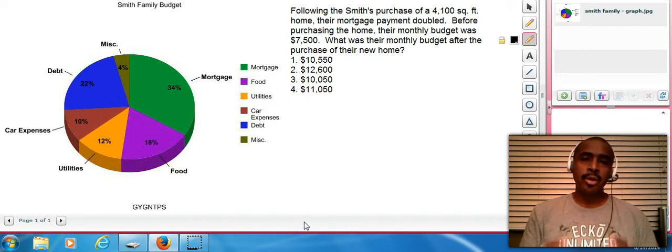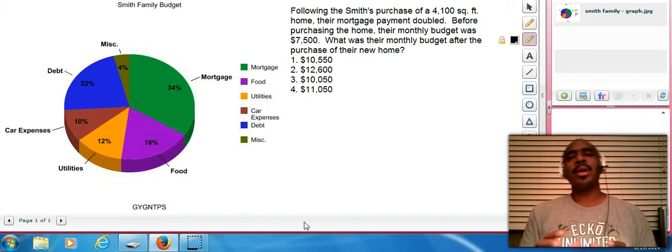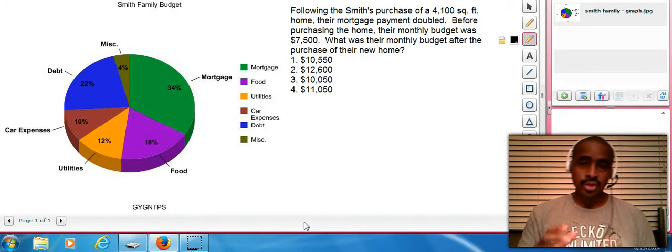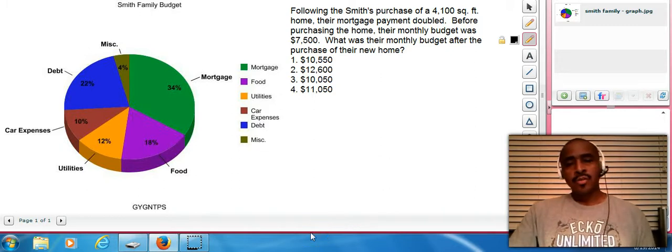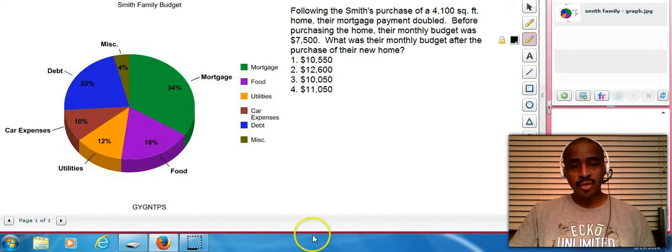Remember, the ability to interpret and understand word problems is at the base of success on the GED math test. So let's go ahead and jump in. Following the Smiths' purchase of a 4,100 square feet home, their mortgage payment doubled. Before purchasing the home, their monthly budget was $7,500. What was their monthly budget after the purchase of their new home?